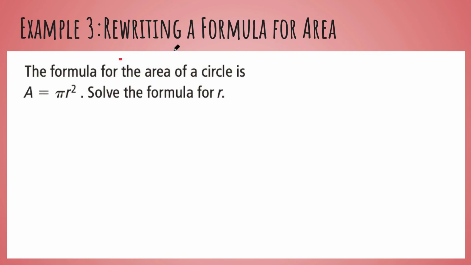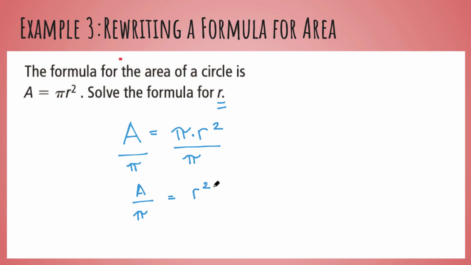So example 3, we're rewriting a formula for area. This is often where you're going to see this idea of literal equations. In science, you will see a lot of literal equations. And we have the formula for the area of a circle: the area equals pi times the radius squared. And we want to solve this equation for r. So we know that the area is equal to the constant pi times the radius squared. Since these are multiplied together, in order to bring pi to the other side, we're going to divide. So we divide both sides by pi, so we get the area divided by pi is equal to the radius squared.